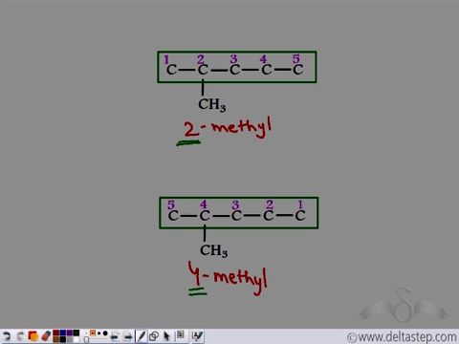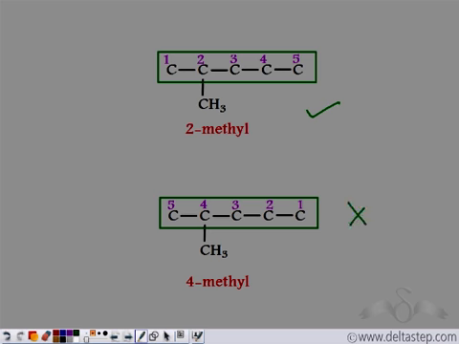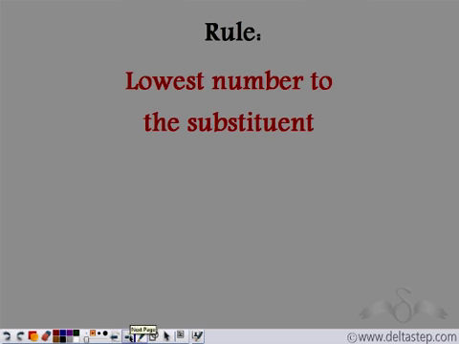So according to IUPAC, the lowest number should be given to the substituent. So this is right and this is wrong. In this, the prefix that should be used is 2-methyl. That is, the numbering should be started from the left. So again, this is correct and this is wrong for the same organic compound. The rule given by IUPAC states that we have to give the lowest number to the substituent.